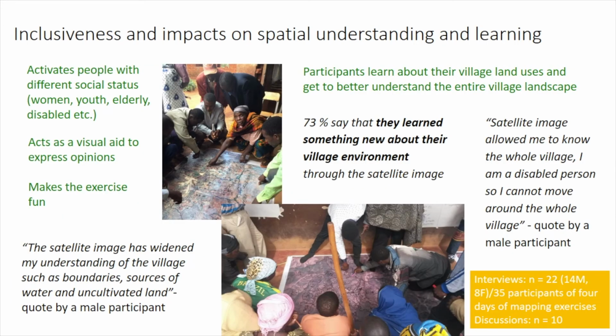Through observations, interviews and group discussions with participants and district planners, a number of benefits to inclusiveness and spatial understanding and learning can be identified. The use of satellite image activates people with different social status, such as women and elderly who normally do not engage in discussions so much. The image also acts as a visual aid to express opinions and makes the exercise fun.